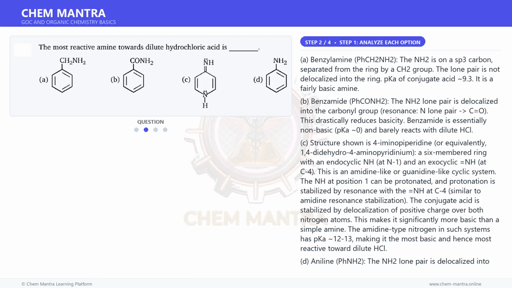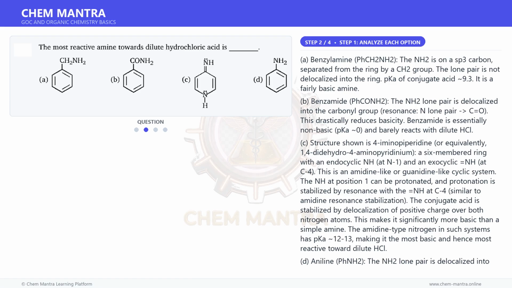C. Structure shown is 4-aminopiperidine, or equivalently, 1,4-dihydro-4-aminopyridinium, a 6-membered ring with an endocyclic NH at N1 and an exocyclic =NH at C4. This is an amidine-like or guanidine-like cyclic system. The NH at position 1 can be protonated, and protonation is stabilized by resonance with the =NH at C4, similar to amidine resonance stabilization.